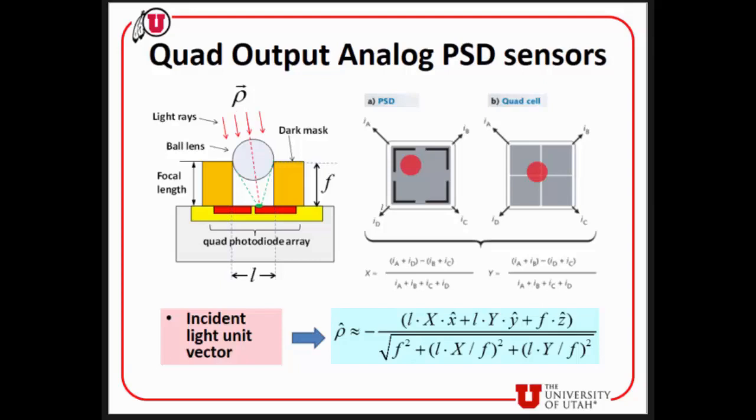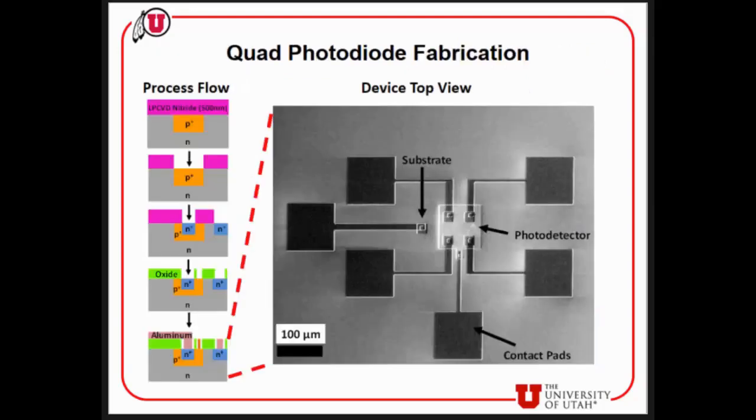The relative position, that is the XY coordinates of the spot size, can be found out using the currents, that is IA, IB, IC, and ID. They are the outputs of the four photodetectors or the photodiodes on the four corners. And the incident light unit vector can also be found by measuring the currents at the four corners of the four photodetectors. This is how the quad photodiode was fabricated.